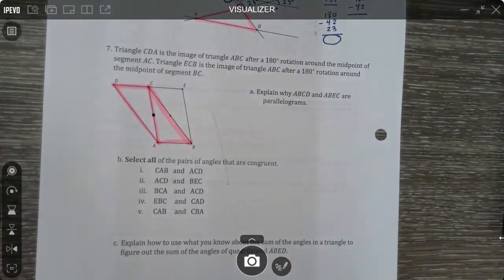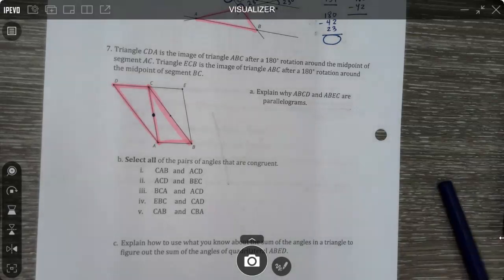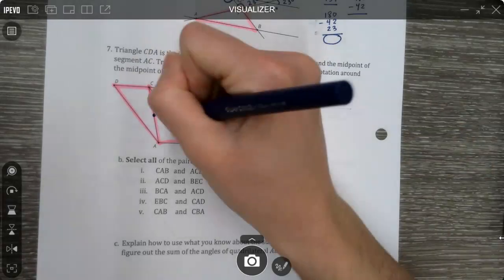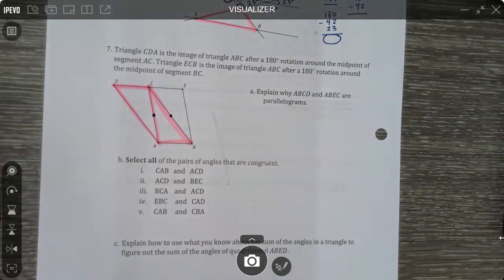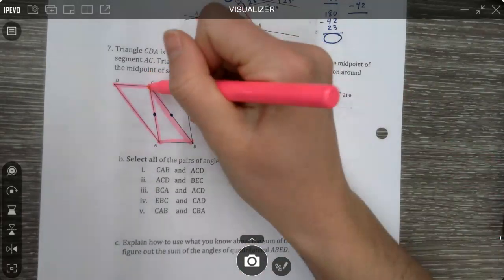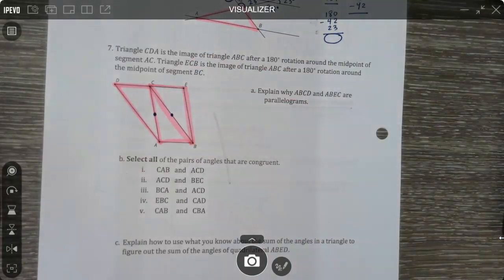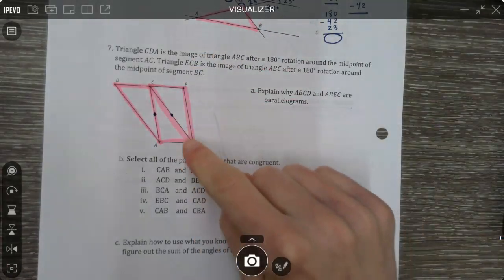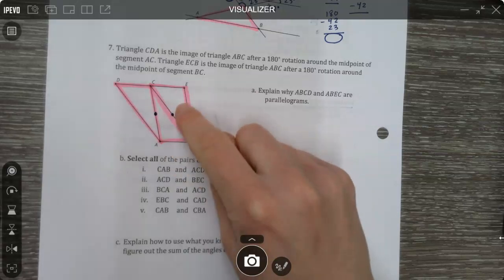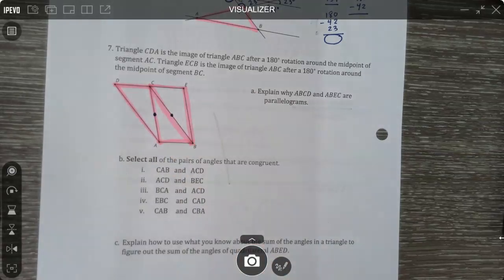Okay, triangle ECB is the image of triangle ABC after a 180 rotation around the midpoint between BC, right here. So then we rotated it over here. Okay, because it is a rotation that we are able to move, right, from here to here and here to here. We know these triangles are what? If they used a rigid transformation to get from one to the other without changing their shape, they are congruent.